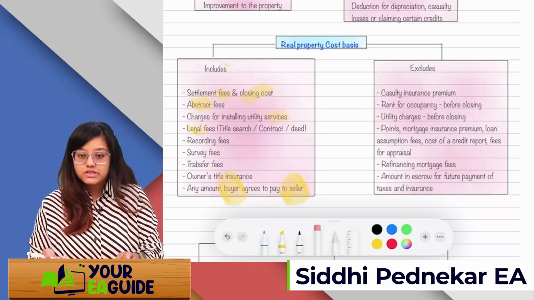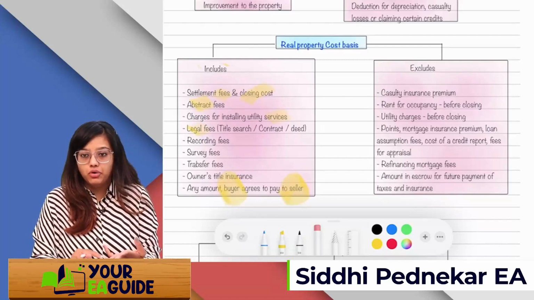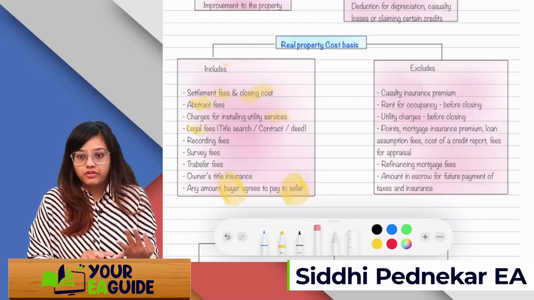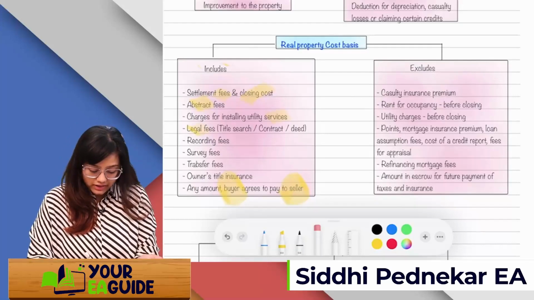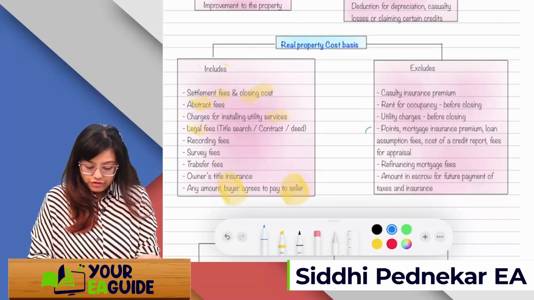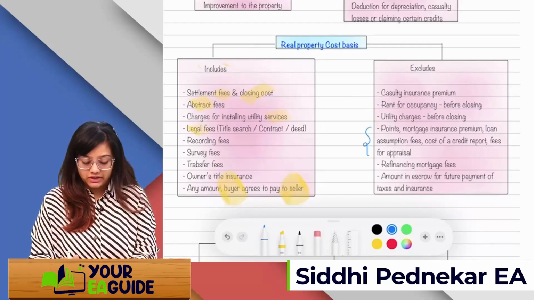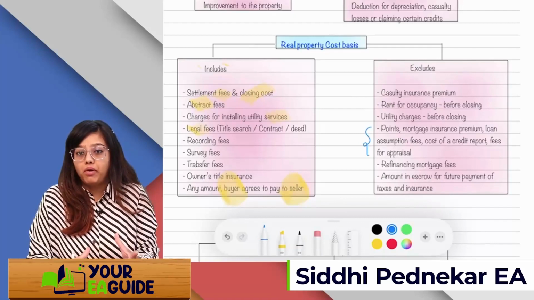Then the points, mortgage insurance premium, loan assumption fees, cost of credit report, and fees for appraisal. So these all are related to finance. If you have financed your property, right, what do you mean by points now?